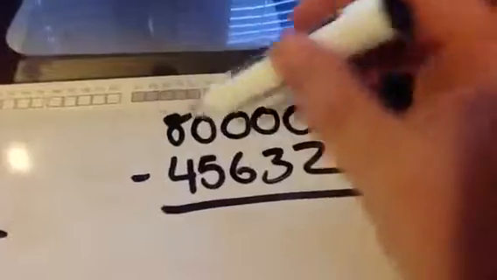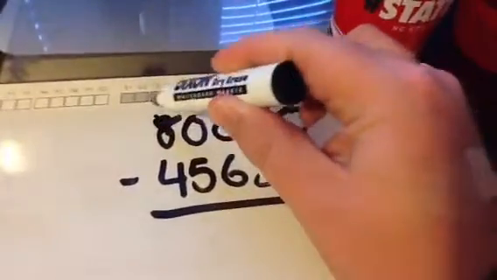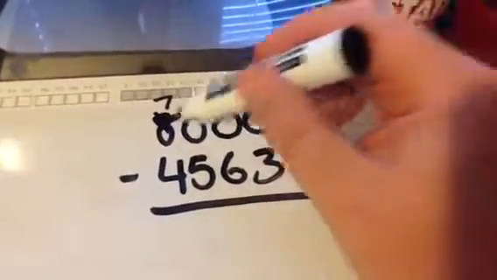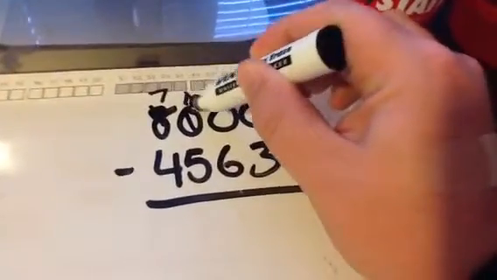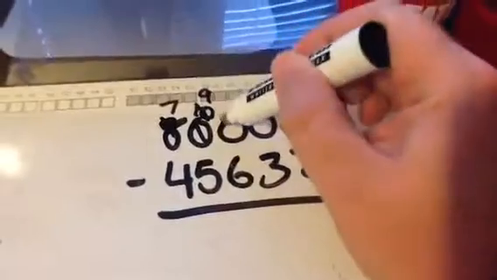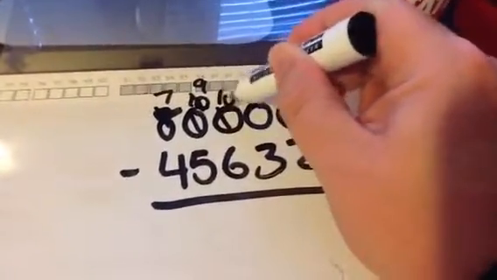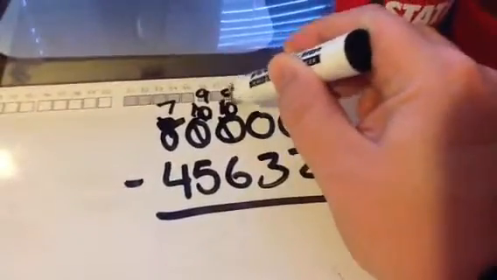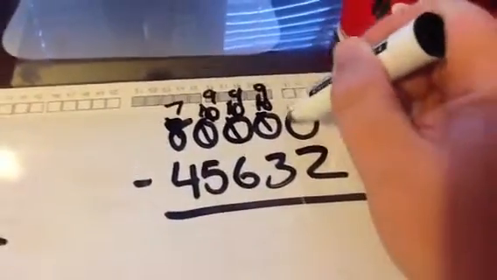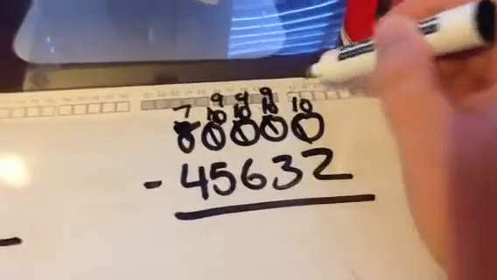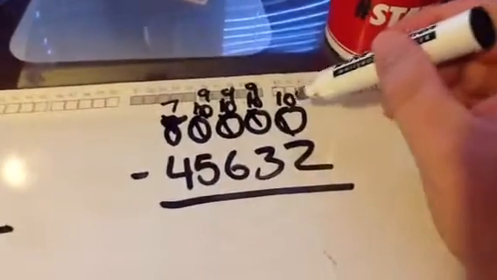For our next one, we had 80,000 minus 45,632. And again, we're going to start on the left. First number with place value, we're going to take away 1, and then we're going to start borrowing. So we're going to change it to a 10, and then a 9. We borrowed, so we change it to a 10, and then we borrow from the 10 to make it a 9. We go all the way across till we get to the last spot, and then we have a 10.